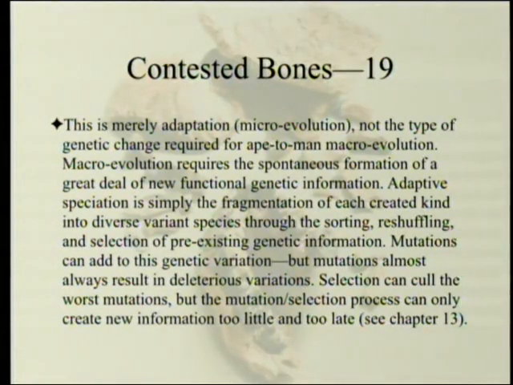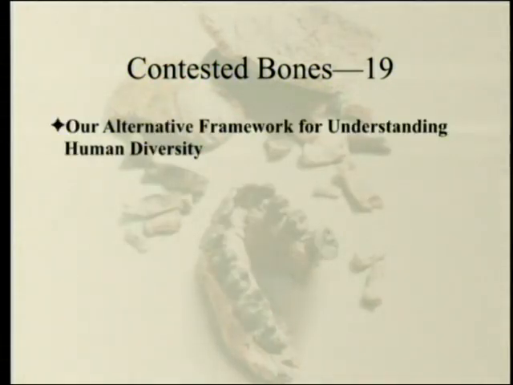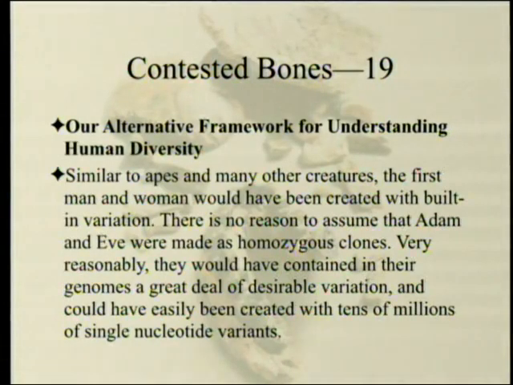This is merely adaptation or microevolution, not the type of genetic change required for ape-to-man macroevolution. Macroevolution requires the spontaneous formation of a great deal of new functional genetic information. Adaptive speciation is simply the fragmentation of each created kind into diverse variant species through the sorting, reshuffling, and selection of pre-existing genetic information. Mutations can add to this genetic variation, but mutations almost always result in deleterious variations. Selection can cull the worst mutations, but the mutation-selection process can only create new information too little and too late, as he went over in chapter 13.